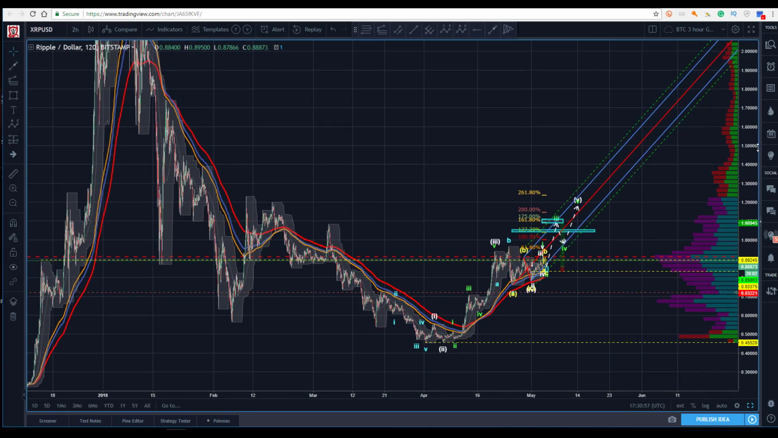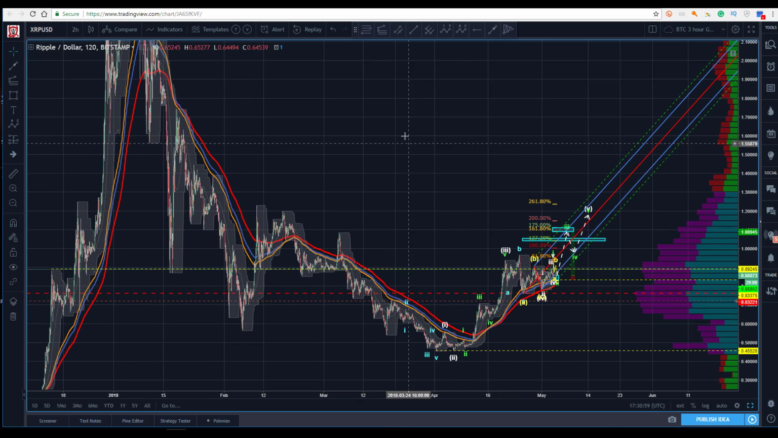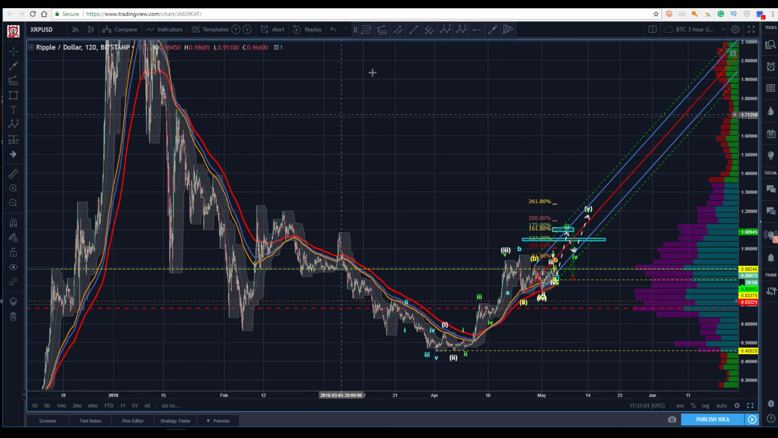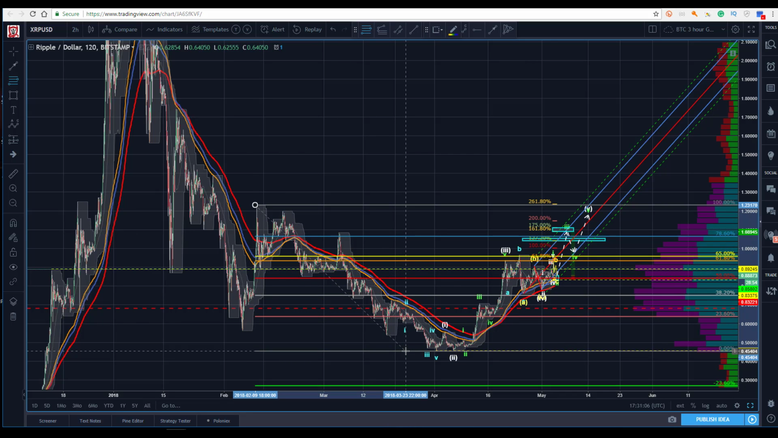And then, of course, we've got to consider the retracements on the way back. So it looks like we're through. Let's check it. We might be through that one.